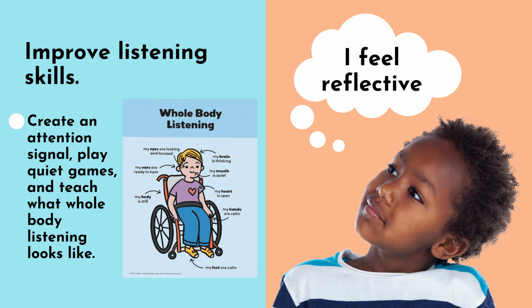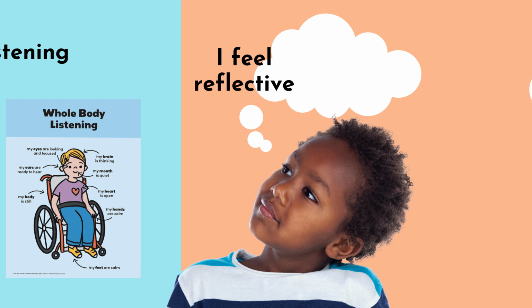Effective listening is key for a well-functioning classroom. Establish a consistent attention signal to quickly and respectfully gain students' focus. Incorporate quiet games to practice listening skills, and teach whole-body listening, which includes maintaining eye contact, staying still, and facing the speaker. These practices enhance classroom interactions and support the emotional skills students are developing. Next, let's discuss setting up sensory stations to provide additional support for emotional regulation.